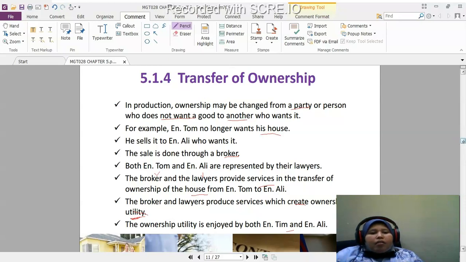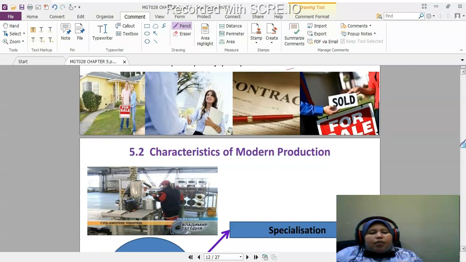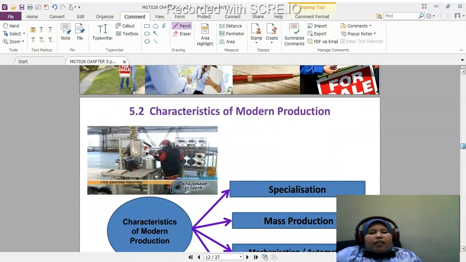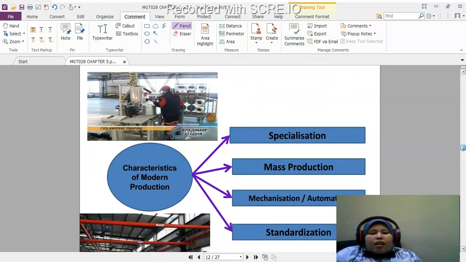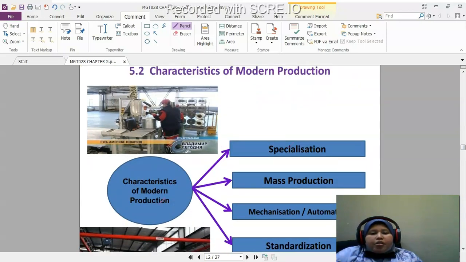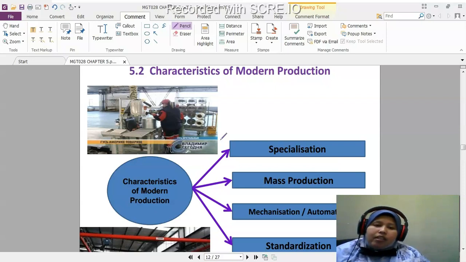So, that is what is meant by transfer of ownership. Okay, we must go through what the changes are, and then let's look at the characteristics of modern production. Another example of modern production is, if we compare the manufacturing company in the past 10 years and nowadays.